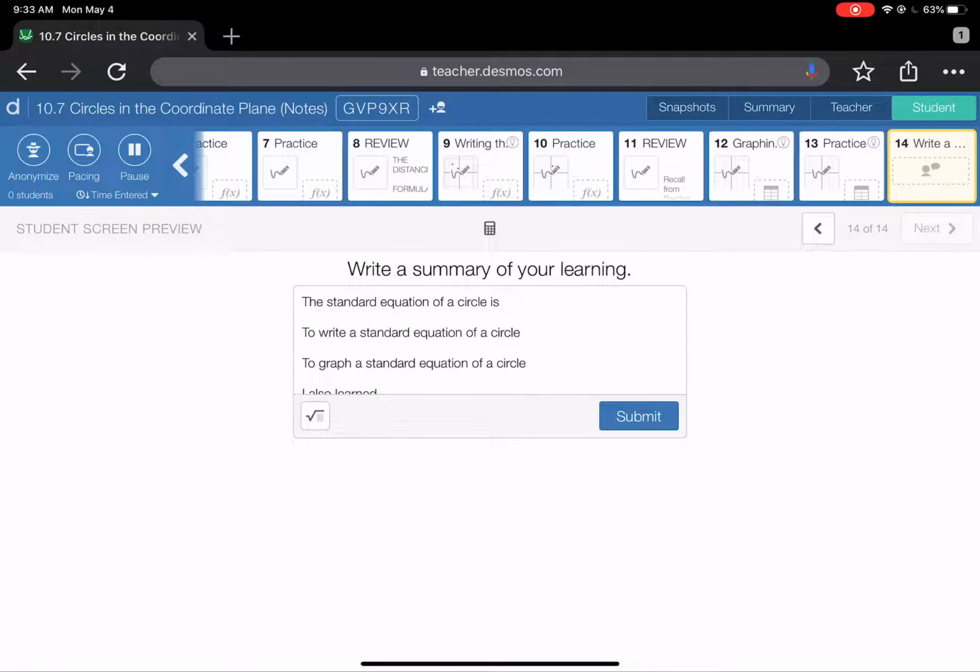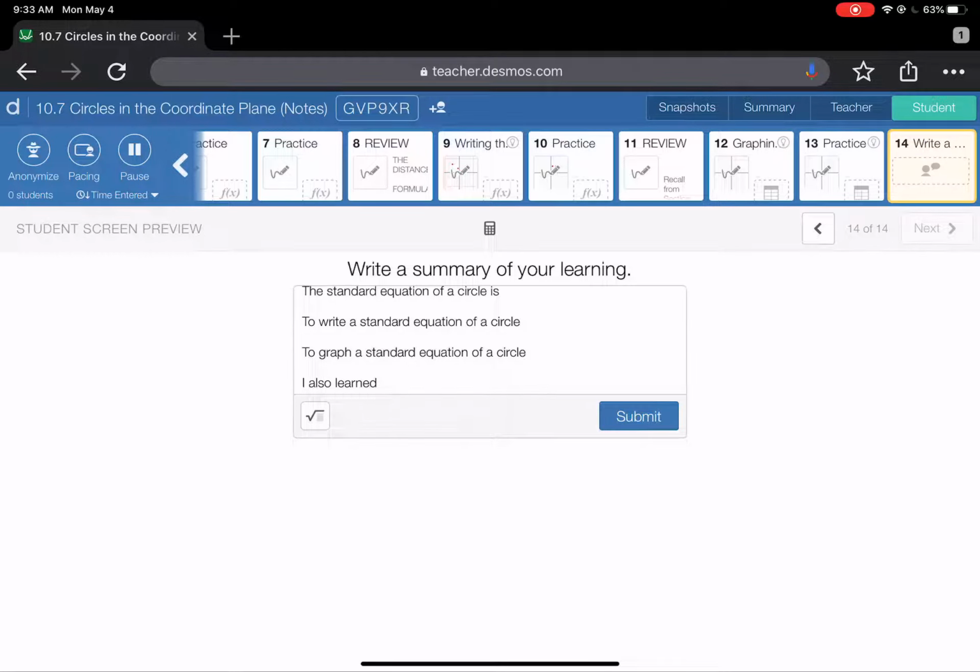All right, in this lesson, you should have learned about the standard equation of a circle. You should have learned how to write a standard equation of a circle and how to graph a standard equation of a circle.